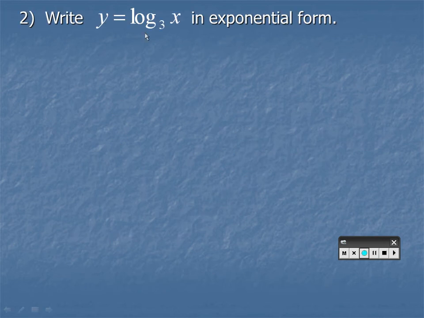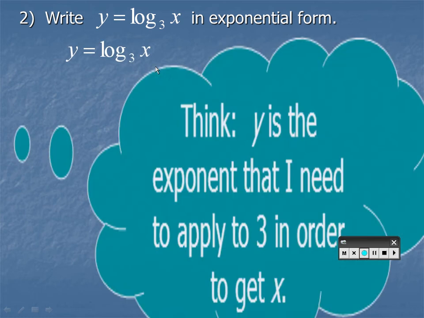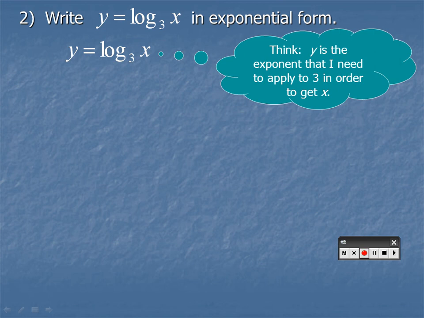Write y equals log 3 of x in exponential form. At some point, we have to get where we just look at this and go, okay, if it's log 3 over there, it's an exponential over here. So log 3 becomes 3 to the y. It'll take time, so just let it go a little bit. Don't panic when you see these. When you see log 3 of x, think: y is the exponent that I need to apply to 3 in order to get x.